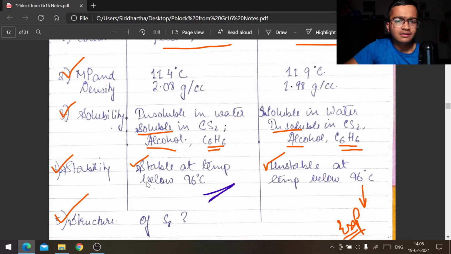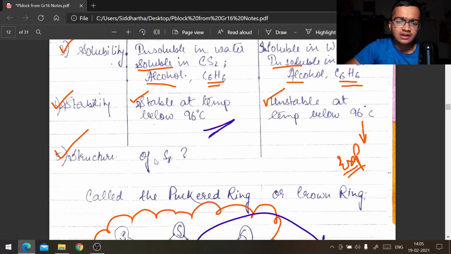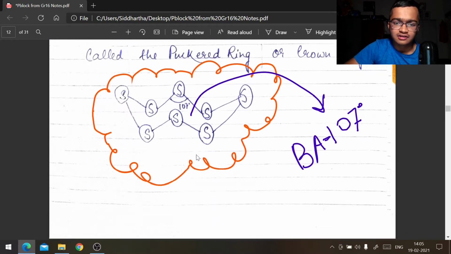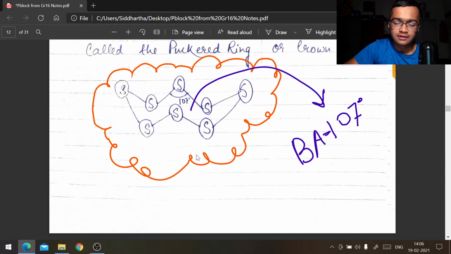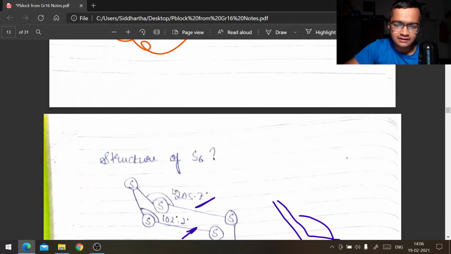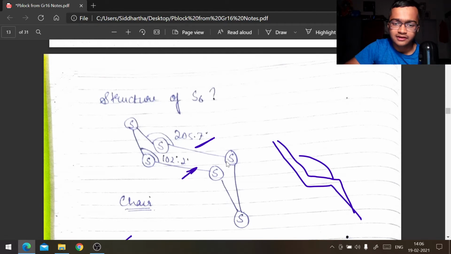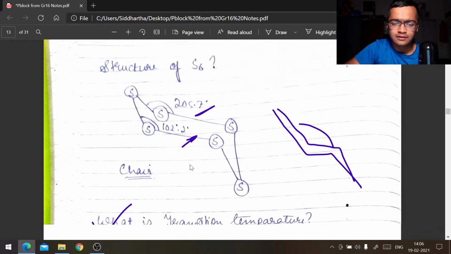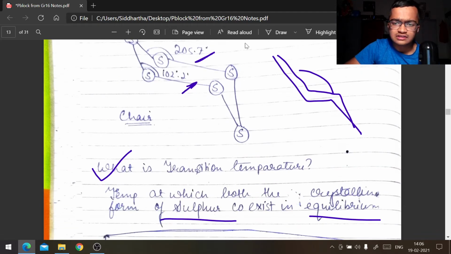When you take the stability, this is stable below 96 degrees temperature, and that is unstable below 96 degrees temperature. This is the structure, which is a puckered ring-like structure having a bond angle of 107 degrees, and this is the other structure where the upper bond angle is 205.7 and the lower one is 102.2, which is a chair form structure.